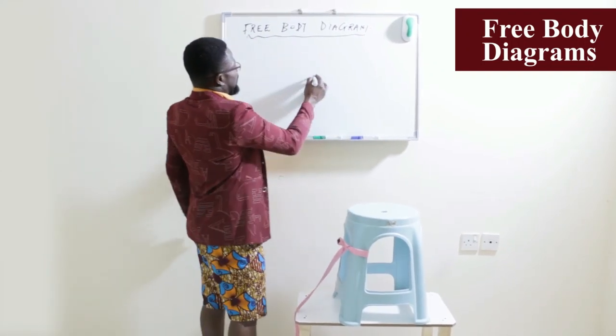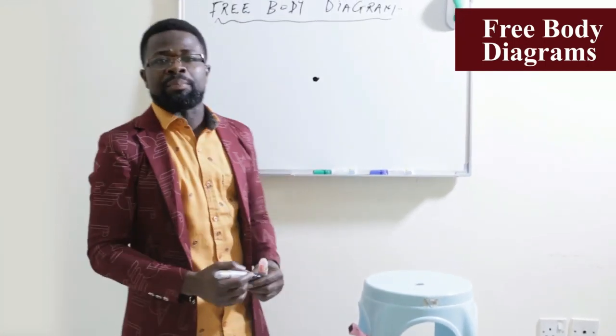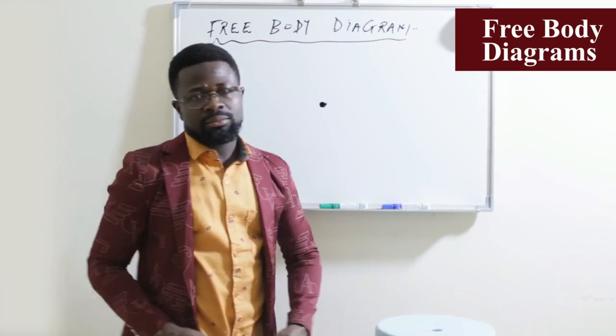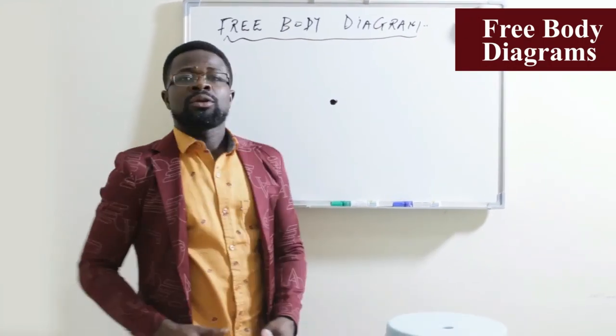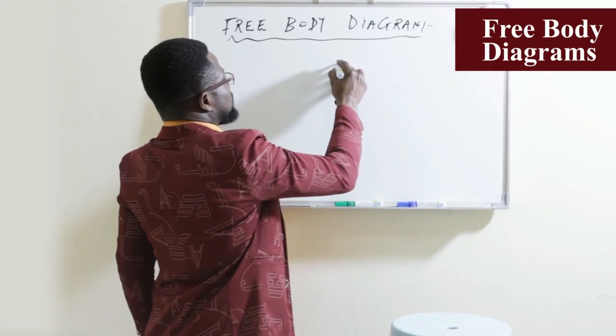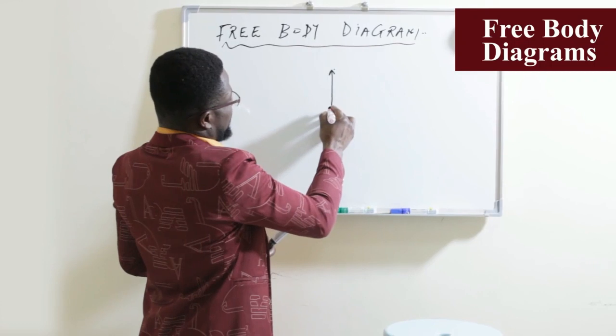For the free body diagram, we are going to use a dot to represent the body or the mass. Drawing the free body diagram, we're going to have something like this and something like this.